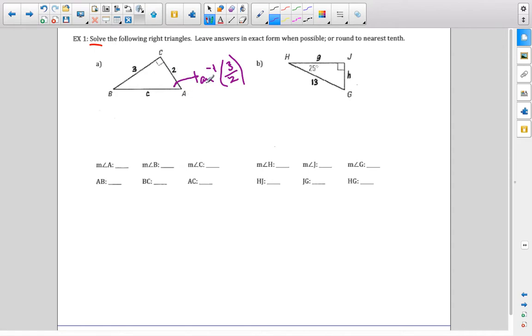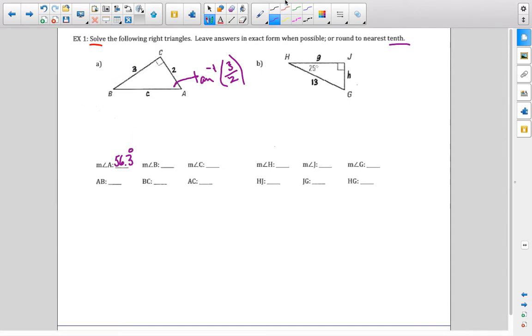Okay, I put second tan, 3 divided by 2, close the parentheses, hit the enter button. I haven't done it yet, so I'll get my calculator ready. Second tan, 3 divided by 2, close the parentheses, I get 56.3099. I'm going to round to the nearest tenth, so angle A, I will say, is 56.3 degrees.